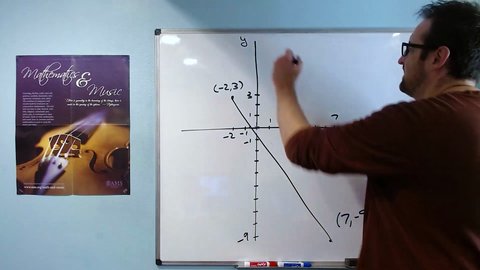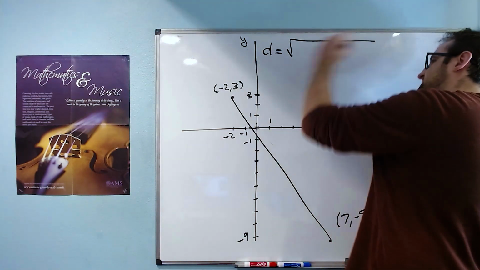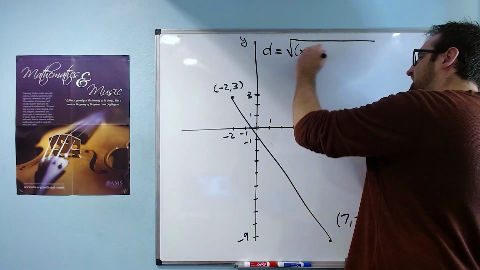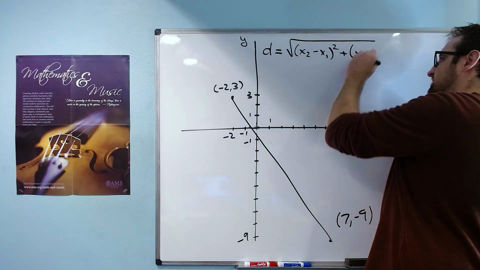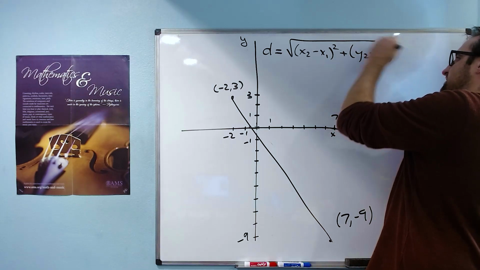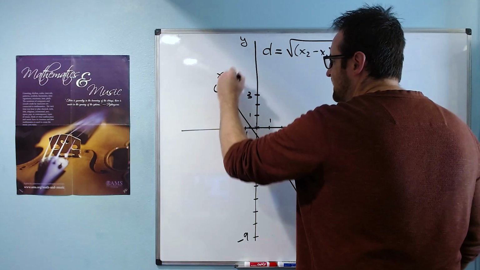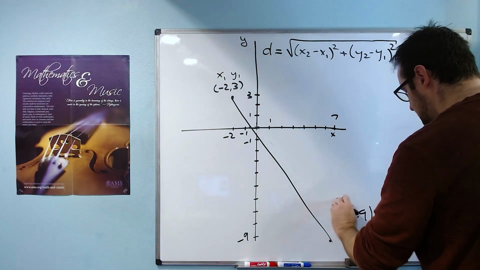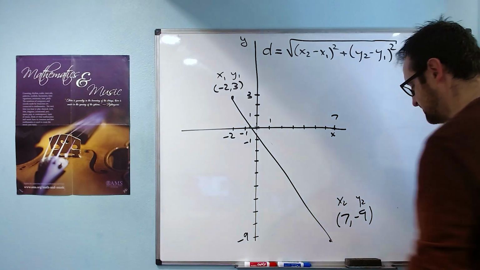So again, let's write that out, what we found from last time. The distance is the square root of (x2 minus x1) squared plus (y2 minus y1) squared. This here is going to be our x1 and our y1. This down here is going to be our x2 and our y2.